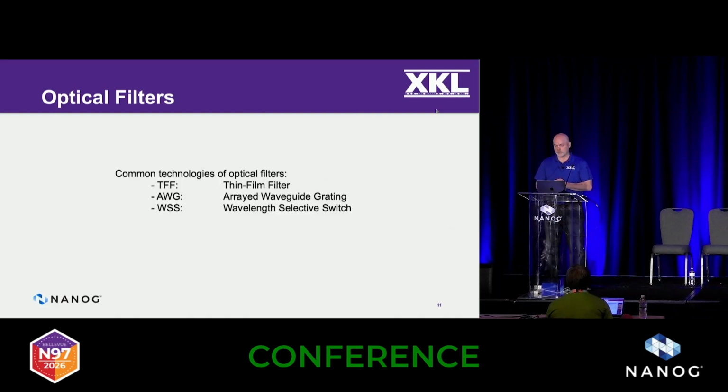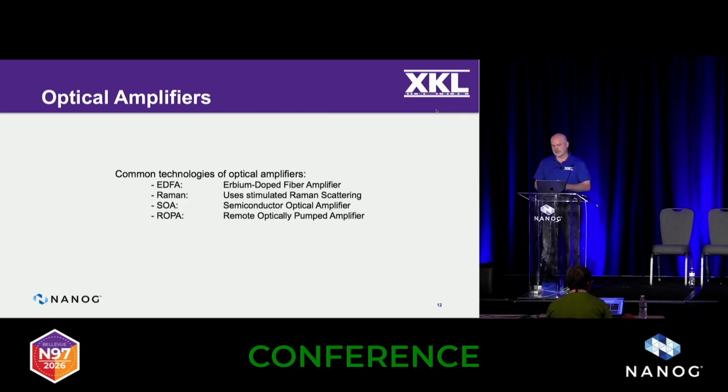And then the filters. We're going to talk about optical filters. These are the three most commonly used in DWDM, CWDM stuff. TFF, a thin film filter. An AWG, an arrayed waveguide grating, and a wavelength selective switch, a WSS. We're going to talk about each one of these separately and compare them, do a little contrast. What are the advantages and disadvantages of each?